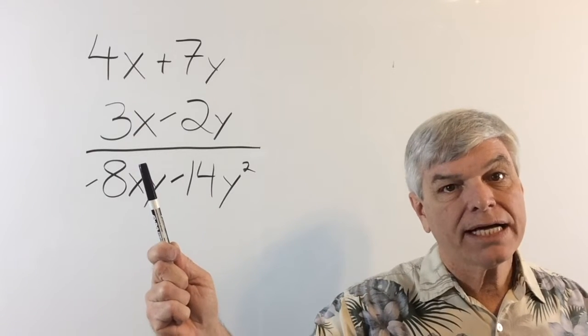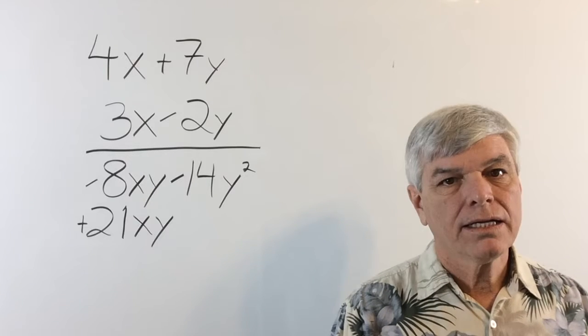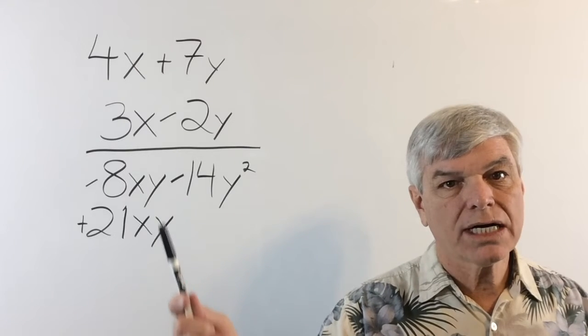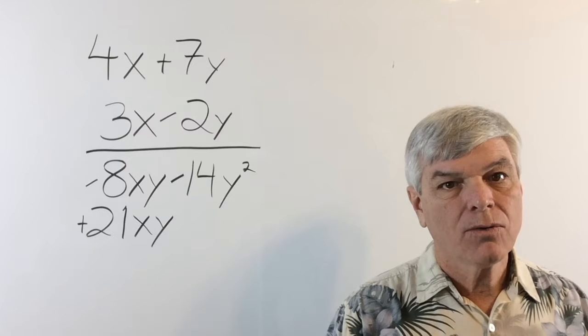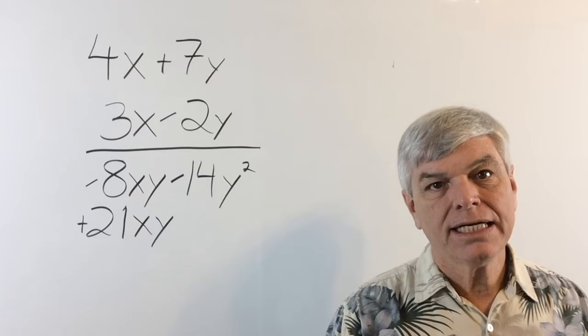And so 3x times 7y is 21xy. And isn't that nice that our xy's ended up in the same column? So we're not going to have the problem that we had before, where there might have been a little bit of confusion about adding our xy's.